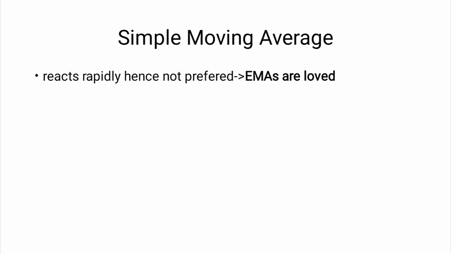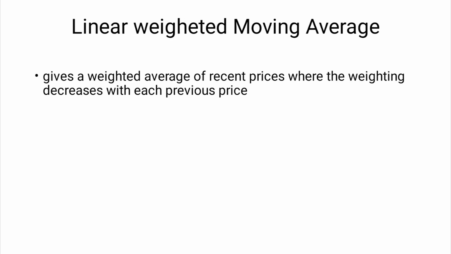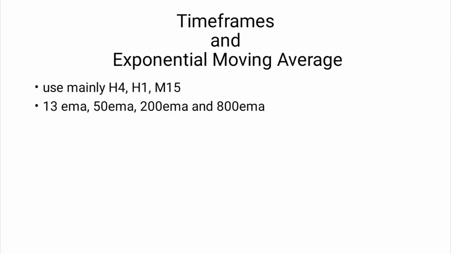Simple moving averages move rapidly, however they are not the preferred ones. The exponential moving averages are the ones which are preferred because they give more weight to the most recent periods, hence filter out spikes so that you don't get the wrong idea. Then the linear weighted ones are less popular, so I won't talk about them.